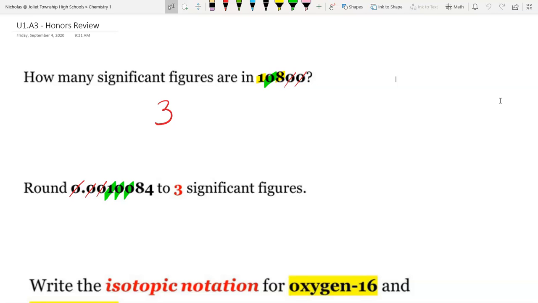So here I have my first 3 significant numbers, and now I look at the 8. Do I round this to 101 or do I leave it at 100? Well, I would round this to 101, and I would end up like that.